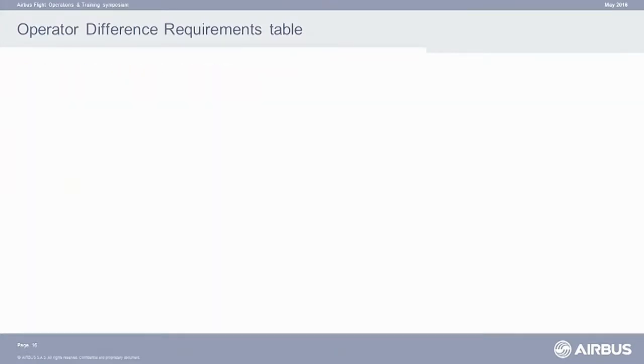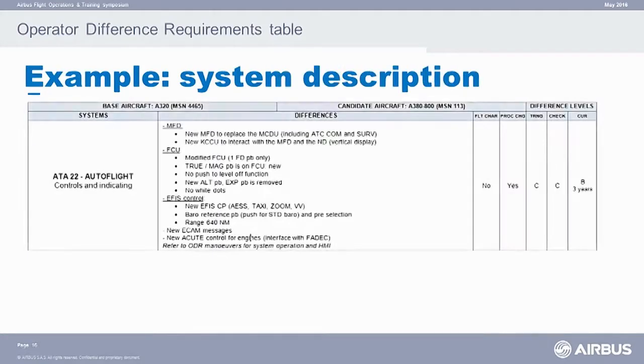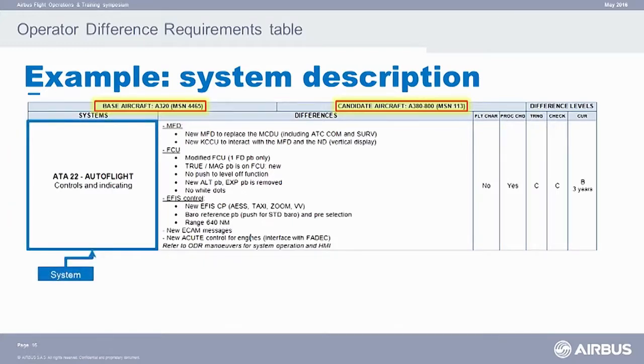So, if we look at an example of ODR system, what can we see? First of all, we have the based aircraft. Then we have the candidate aircraft. Remember, the principle is to make a comparison between 2 aircraft or 2 variants. And as you can see, they are identified with dedicated serial numbers. They are real aircraft.